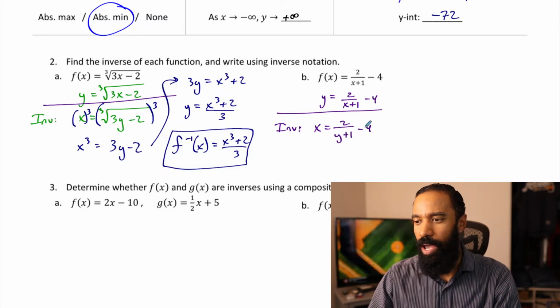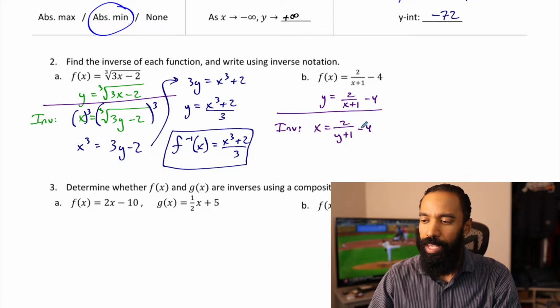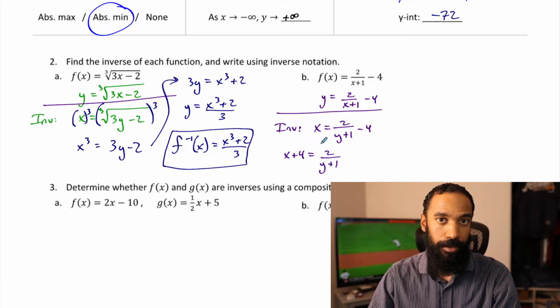Anyway, we got to solve for y. Y is being added with 1. It's being divided from 2. And then we subtract 4 out of that. So we're going to add that 4 first. x plus 4 equals 2 over y plus 1. And this time y is in the denominator, and we got to get it out of the denominator.